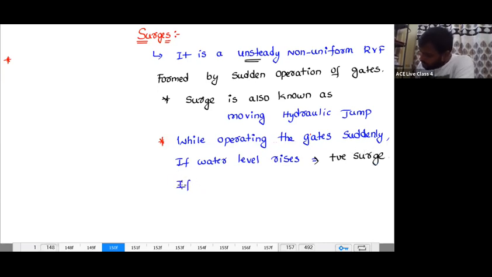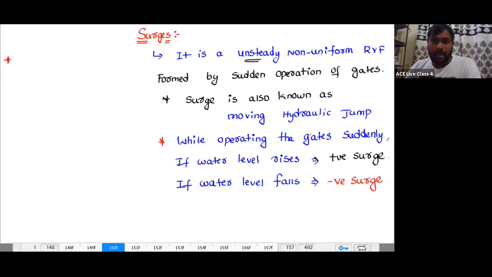And if the water level falls, we call it a negative surge. Okay. So while operating the gates, if the water level rises, we call it a positive surge. And if the water level falls, we call it a negative surge. So generally there are two types of surges based upon the height of the surge, which we'll be seeing now.